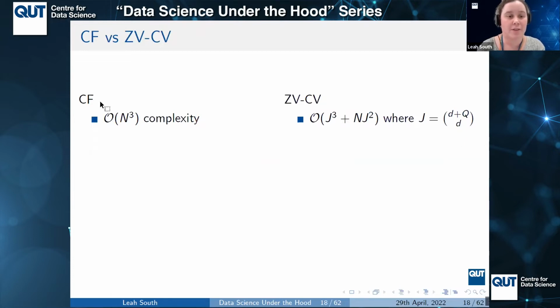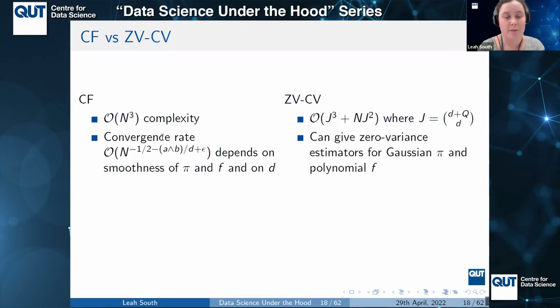Okay, so control functionals, its computational complexity is order n cubed. So if you have a lot of samples, it's going to be very expensive to compute. The zero variance control variates, which is a parametric approach, it's linear in the number of samples, but it's cubic in essentially the dimension and the polynomial order.